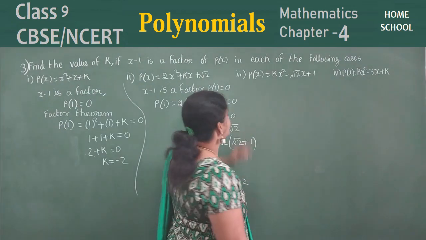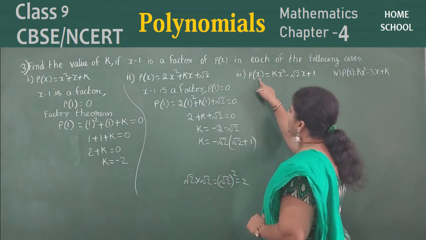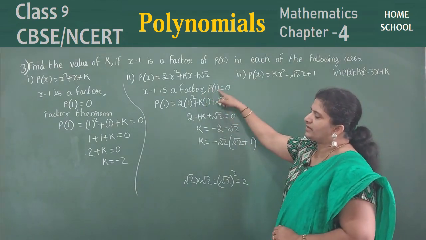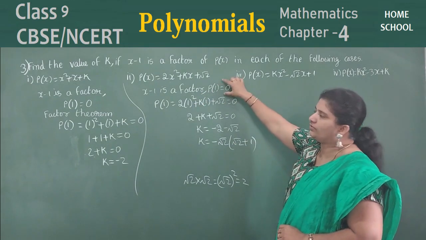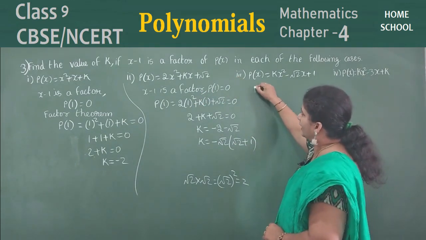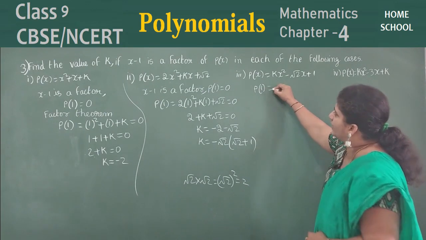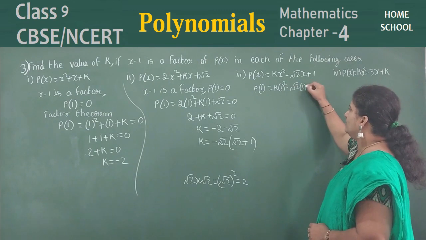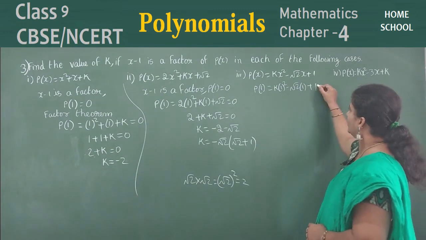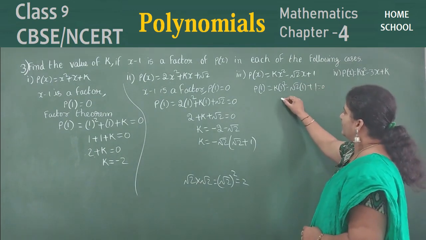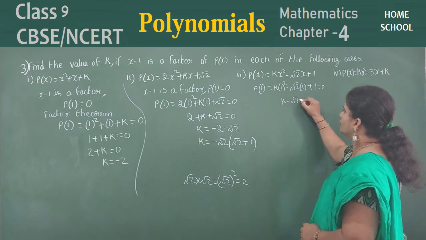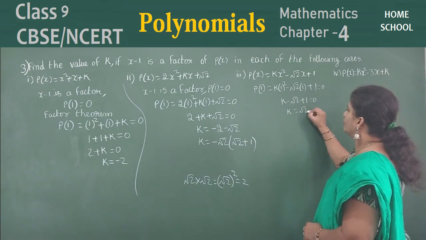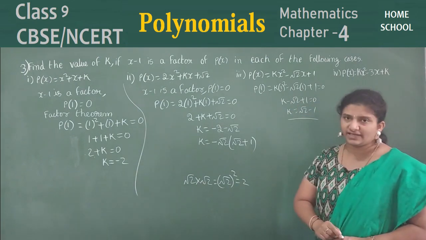Third problem. In the same manner, children, in the place of x, substitute 1. This line continues. By the factor theorem also, for every problem you need to continue these 2 lines. So, now I am writing directly. In place of x, substitute 1. k into 1 whole square minus root 2 into 1 plus 1, that will be equal to 0. That will be k minus root 2 plus 1 equal to 0. k is equal to root 2 minus 1. This is your answer for k.